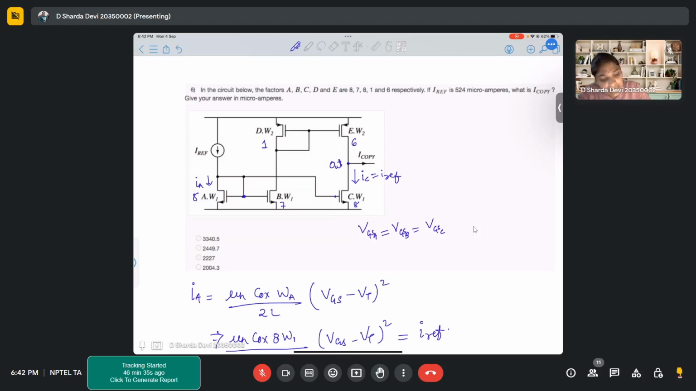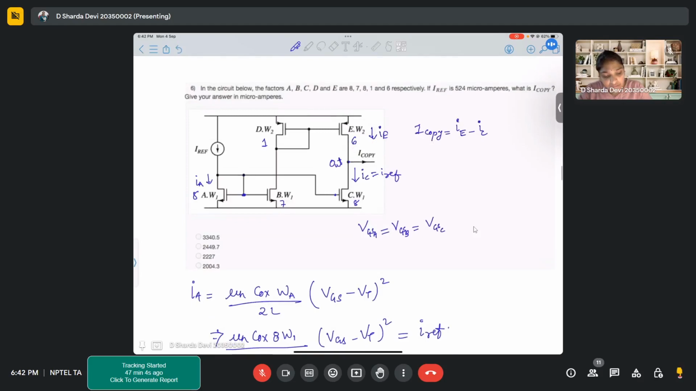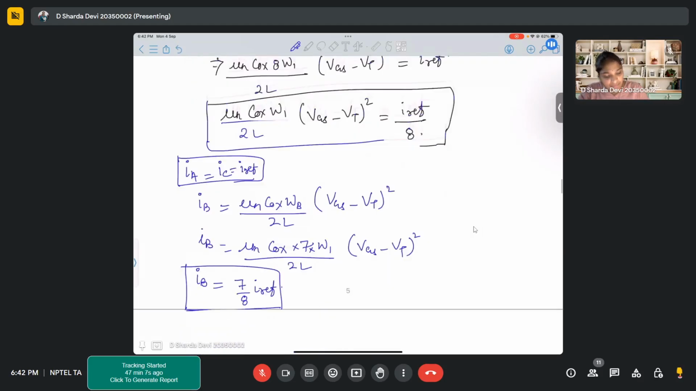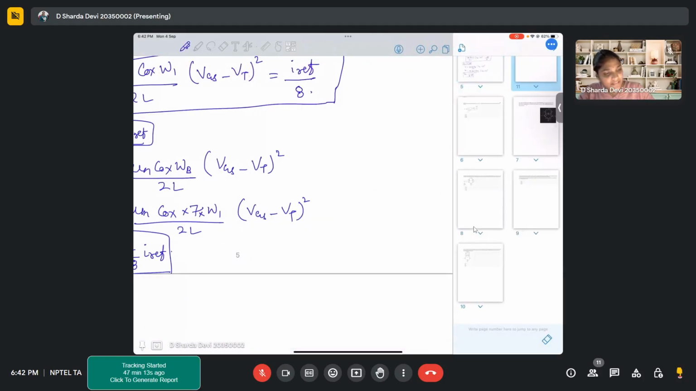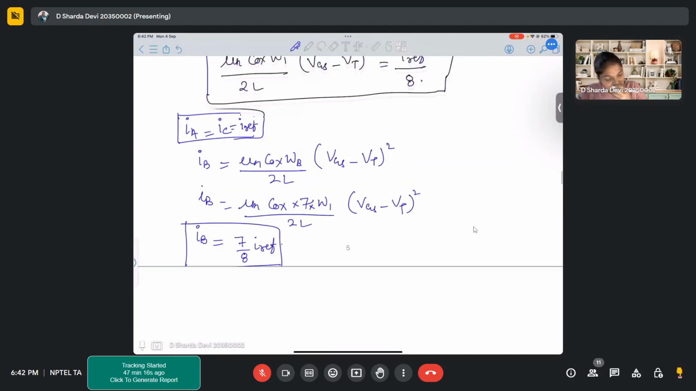Now, if we find IE and we subtract IC from IE, we can get I copy, right? Because I copy can be written as IE minus IC, correct? So if we find out IE, we can simply subtract these two and we'll get the I copy. So now how to find IE? The value of IB is already found out, right? Yes, we already know IB.